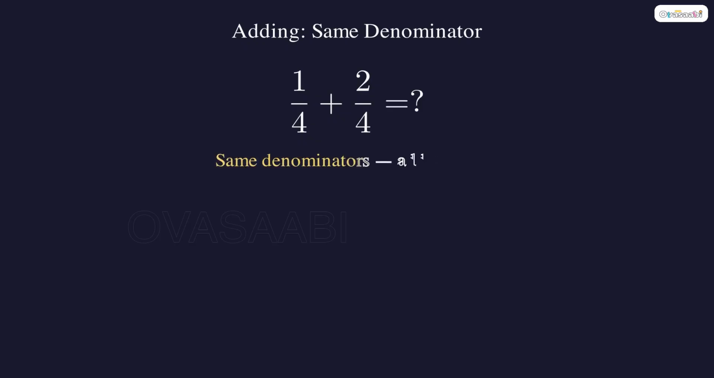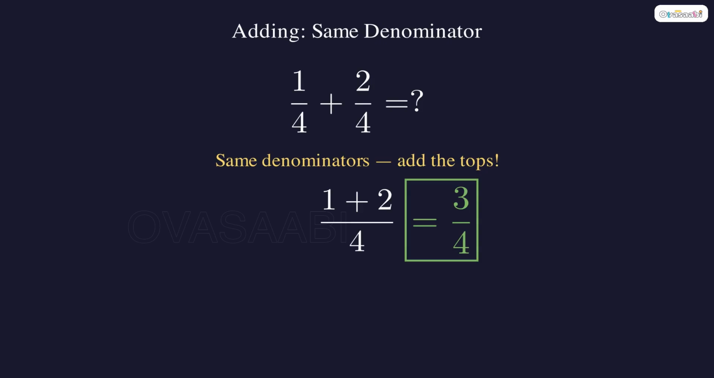Worked example 1. Add 1/4 plus 2/4. Same denominators, just add the tops. 1 plus 2 is 3. Answer: 3/4.